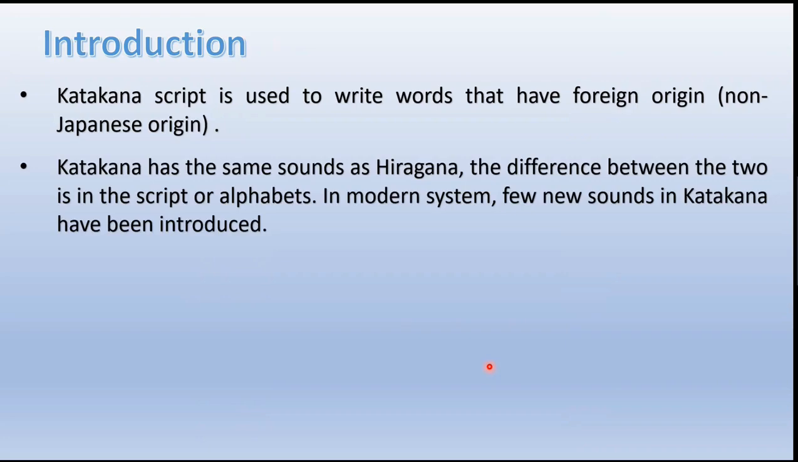Katakana has the same sounds as hiragana. The difference between the two is in the script or the alphabets, that is, the way they are written. So this means in the Japanese sound system, the sounds are common whether we write in hiragana or in katakana. However, in the modern system, a few new sounds have been introduced in katakana so that foreign language words can be pronounced or written more accurately.